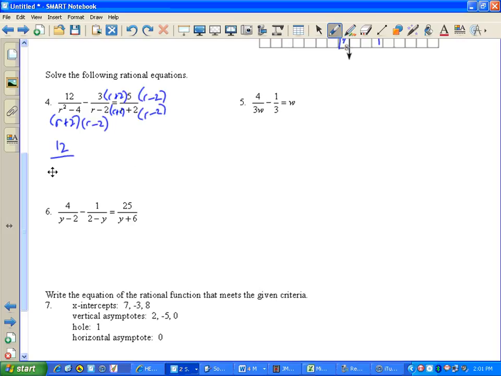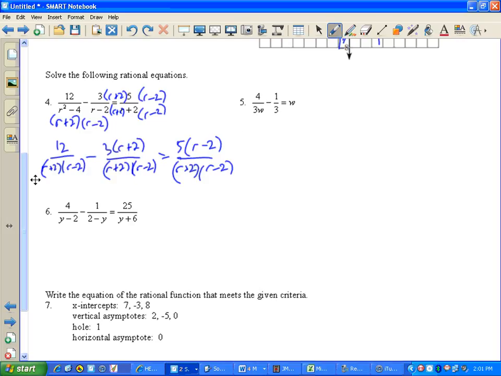So we have 12 over my common denominator minus. So the only way I can have this fraction minus this fraction equal this fraction when I've got all the same denominators is if the numerators on this side equal the numerator on that side. Okay, because I'm dividing by the same thing every time.